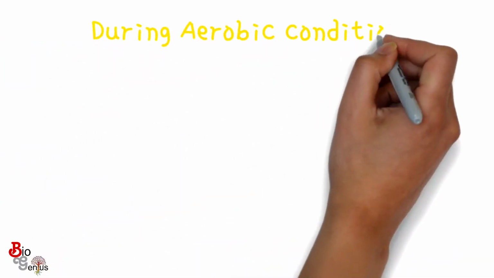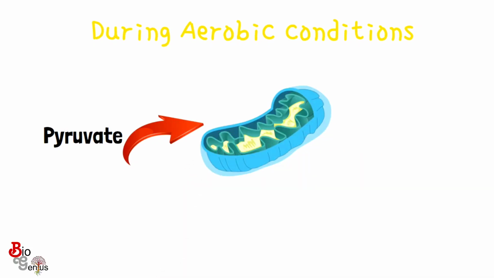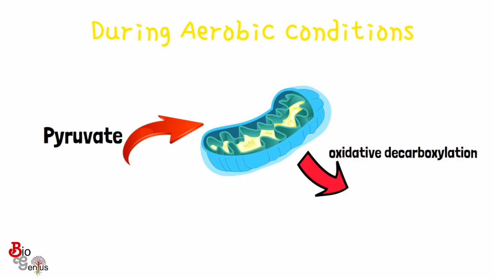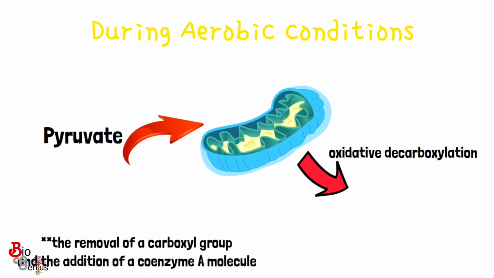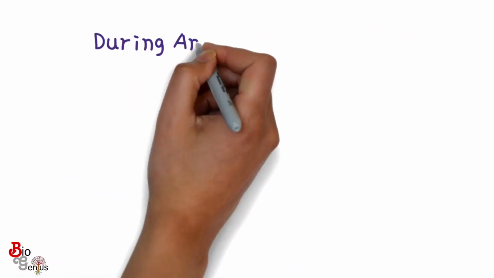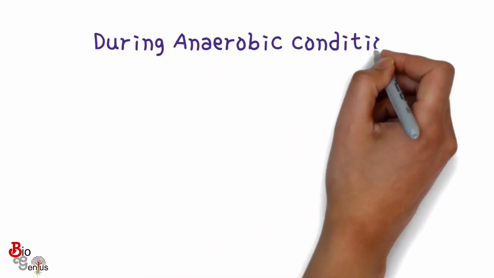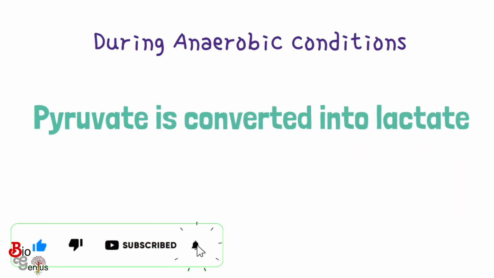In aerobic conditions, when oxygen is available, pyruvate is transported into the mitochondria, where it undergoes oxidative decarboxylation. This is a complex process that involves the removal of a carboxyl group and the addition of a coenzyme A molecule. The result is acetyl-CoA, a 2-carbon molecule that enters the citric acid cycle. But during anaerobic conditions, when oxygen is not available, pyruvate is converted into lactate. This process is known as lactate fermentation.